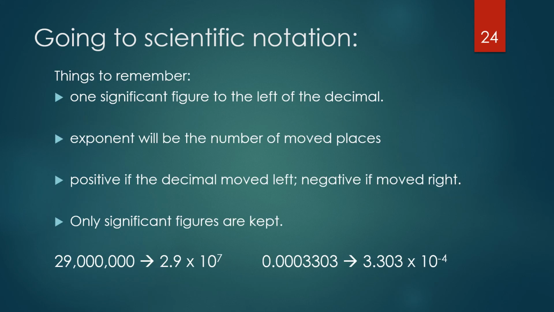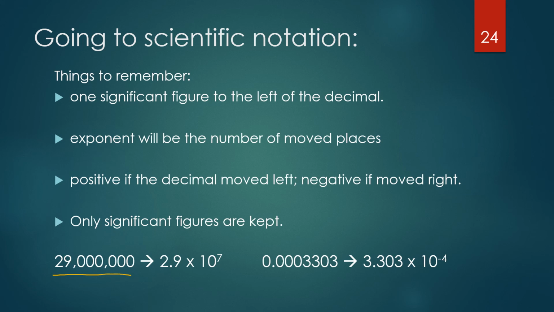All right, so now let's look at how we're going to go from normal notation to scientific notation. When I say normal notation, that's just going to be the original number, how we normally write it. We're going to apply these rules to figure out how to represent that normal notation number in scientific notation. So let's look at this example below. We have 29 million. Let's follow these rules to figure out how to get it in scientific notation.